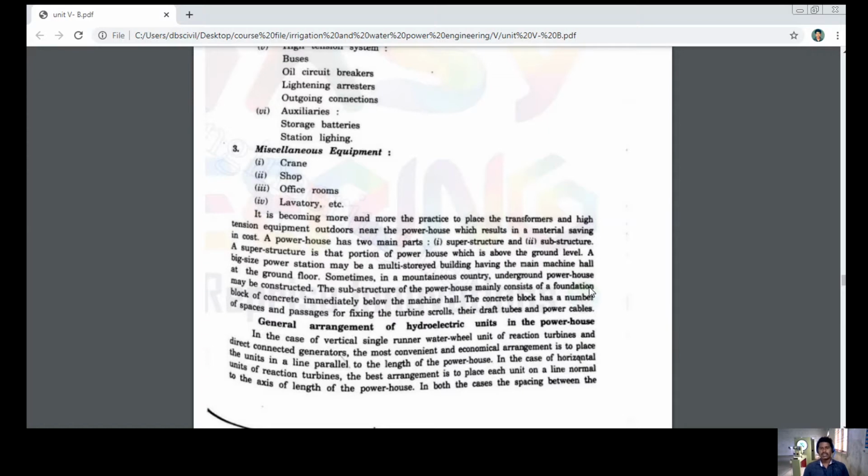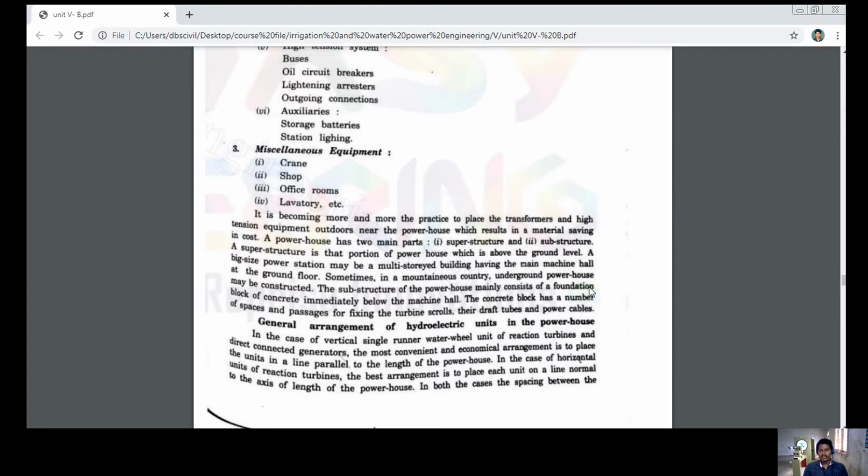Here the superstructure is built up for a big power station. It may be multi-storied, having a main machine hall at the ground floor. We naturally place the main machines at the ground floor to withstand their weight. Sometimes in a mountainous country, an underground powerhouse may be constructed. In some countries, underground powerhouses are also constructed. The foundation consists of blocks of concrete immediately below the machine hall.